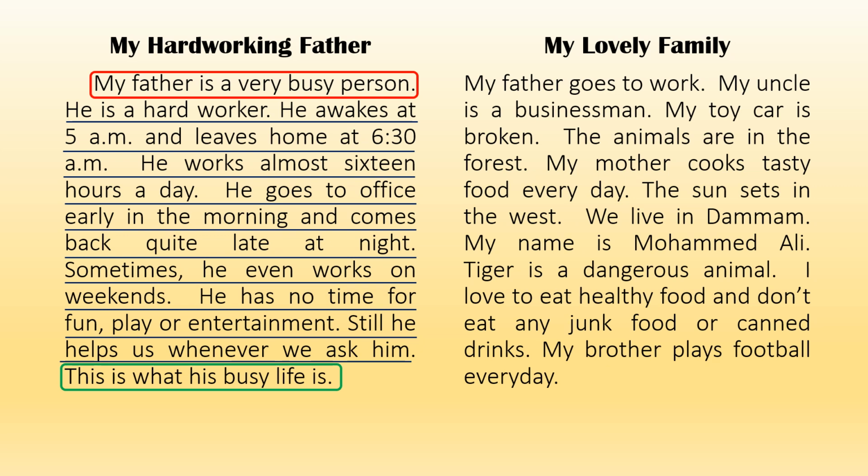And you can see the words which are underlined in black give the reason. And finally, it concludes with the concluding sentence. This is what his busy life is, which gives a wrap and a whole idea about what the whole paragraph is actually about. But when you take a look at paragraph 2, you can see that it's very messy and all the ideas are all over the place.